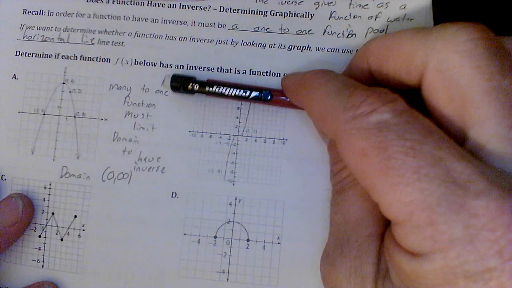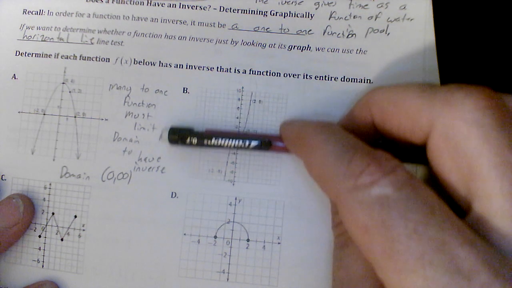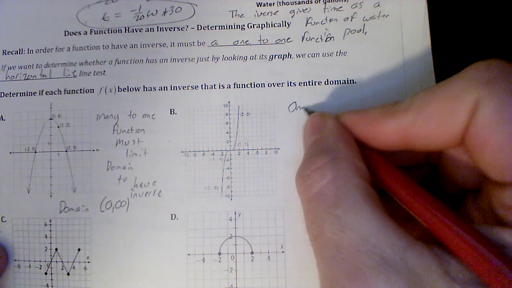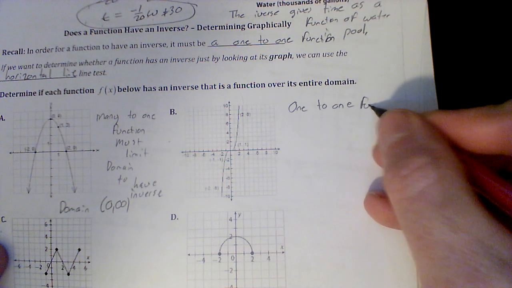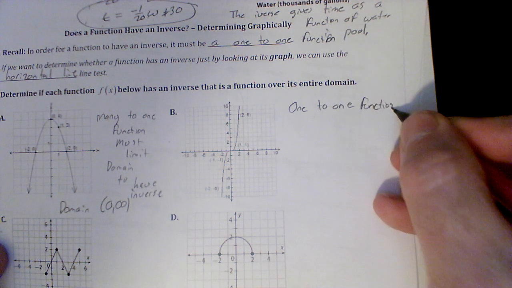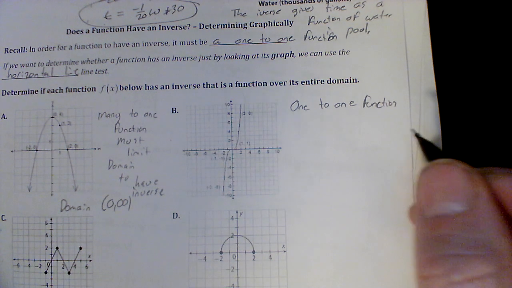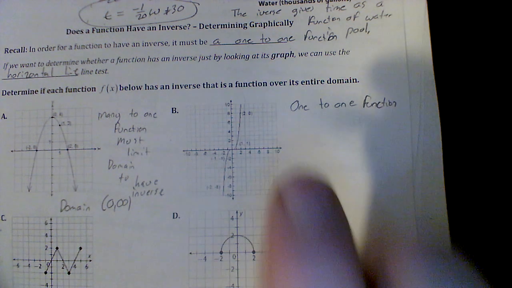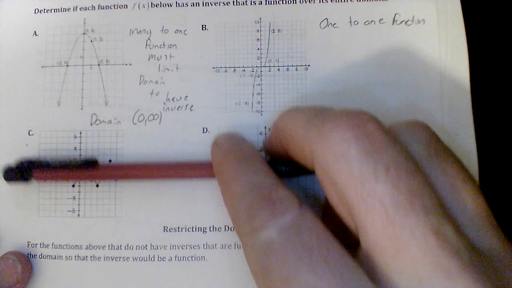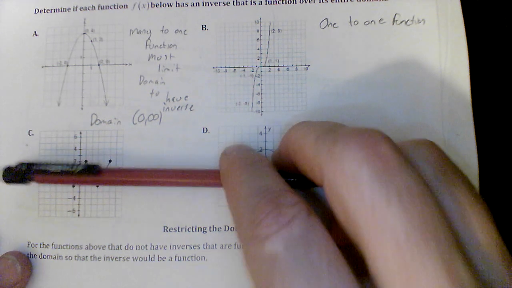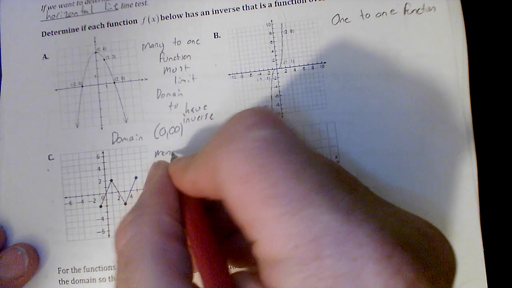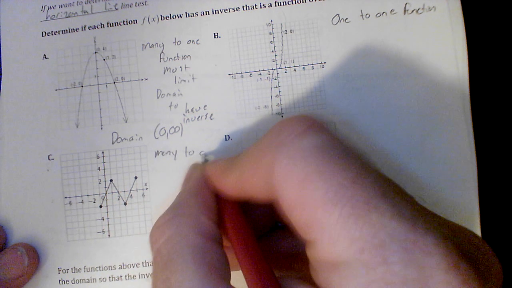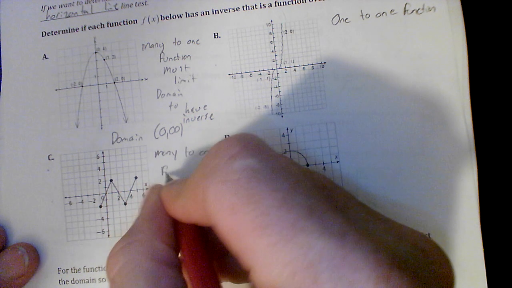This guy right here, look, it already passes the horizontal line test. This is a one-to-one function. If it fails the horizontal line test, it isn't, and it's a many-to-one. This guy right here, look, oh, it fails right there, doesn't it? Many to one function.